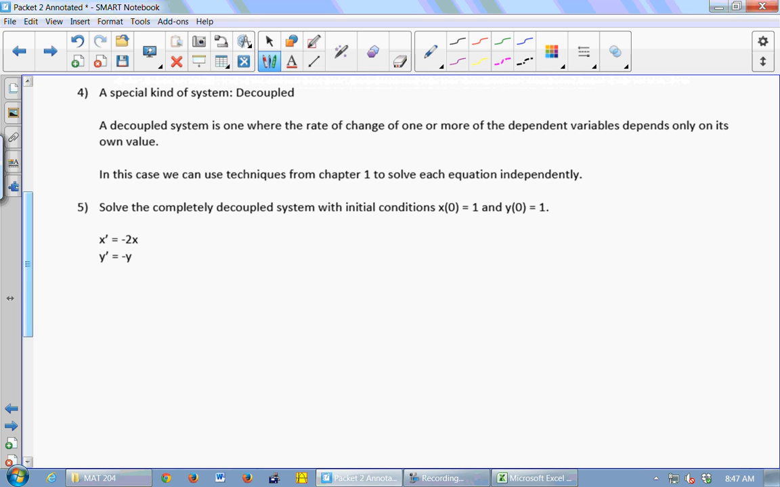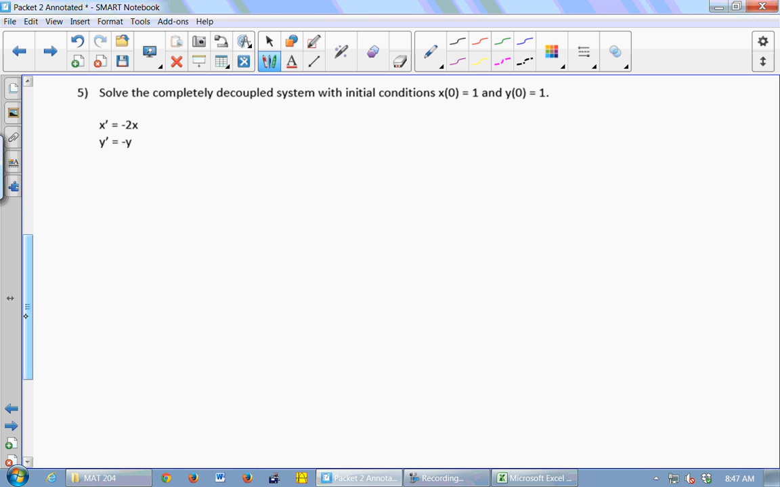Okay, a decoupled system is one where the rate of change of one or more of the dependent variables depends only on its own value. Autonomous. So when that's the case, we can use techniques from chapter 1. So here we have a completely decoupled system. How would you solve this one? Yeah, so you can just solve each one separately by separation of variables.